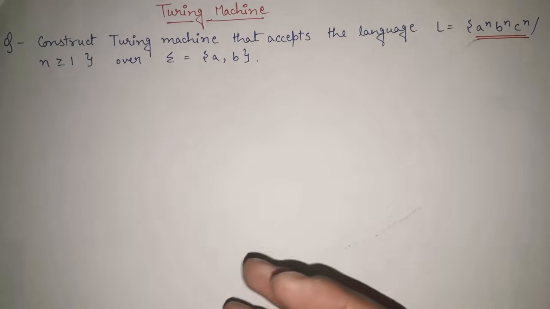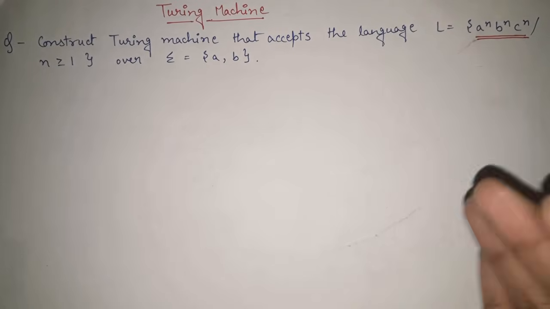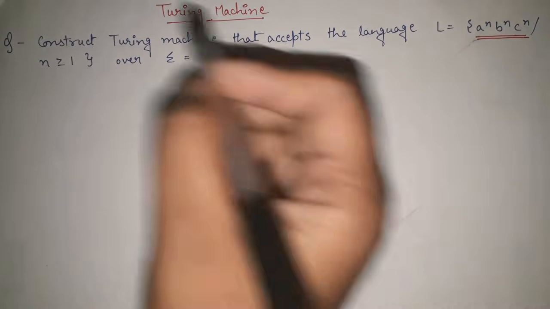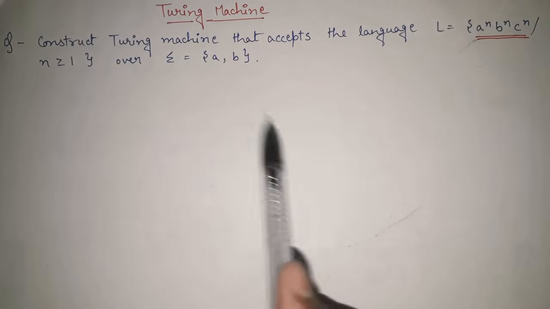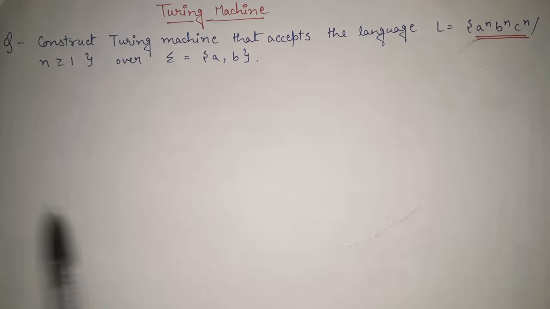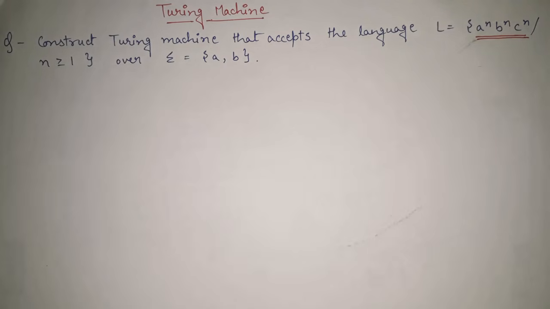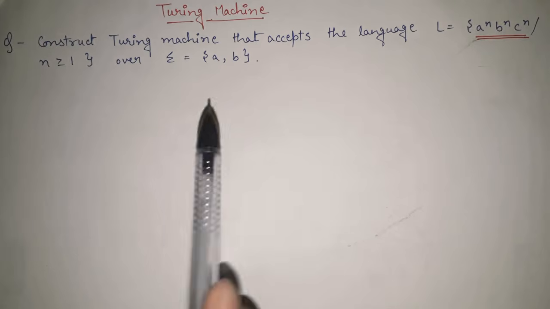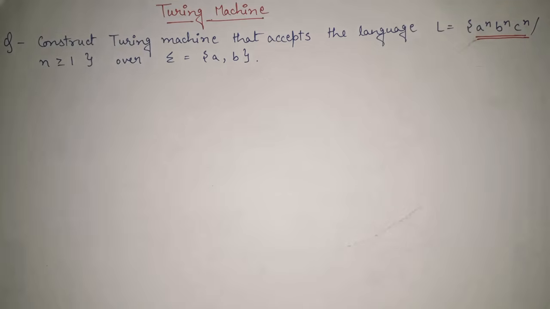I hope you have already seen those videos. Now the main difference between the previous machines that we have seen and the Turing machine is that the Turing machine contains infinite memory. This is one of the main characteristics of Turing machine, that it contains an infinite amount of memory. And Turing machine is used for which type of languages? It is used for language type 0, that is recursively enumerable language. For that we are using Turing machine.